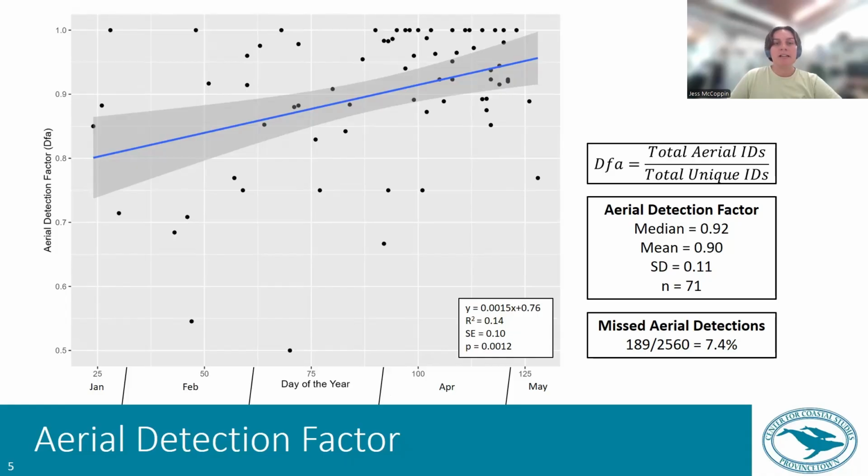A linear regression applied to the scatter plot shows a slight positive correlation with the day of year, with the highest mean values observed between early April and early May.